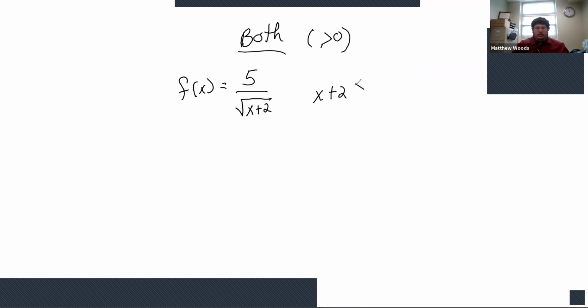Subtract 2. x greater than -2. So remember, this time -2 is not going to be a possible input, because if I put -2 in, I get -2 plus 2, which is 0. Square root of 0 is 0. So 5 over 0 is not going to work. But if I put in anything greater than -2, like -1, -1 plus 2 is 1. Square root of 1 is 1. 5 over 1 is 5. That's going to be fine.